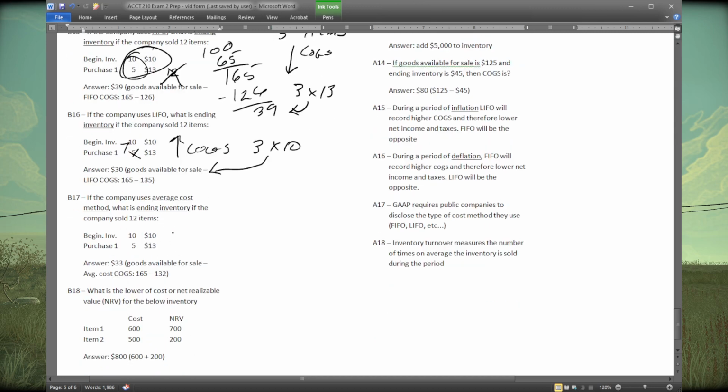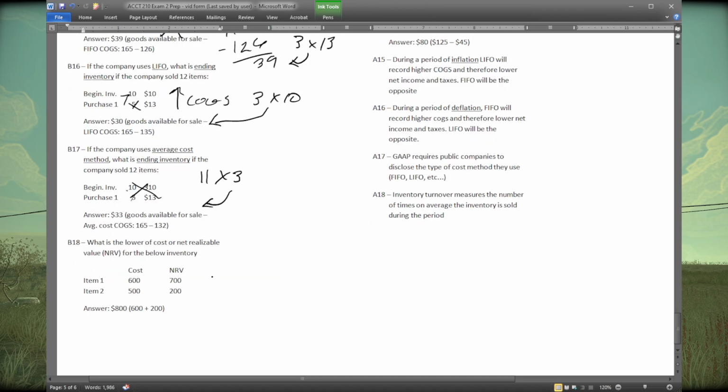And same with average cost, which is even easier. We're not looking at which items. Remember, we don't even worry about that now. We calculated the average cost is 11, and if there are 3 items left over, guess what? It's 33. What's this? This is the lower of cost or net realizable value.